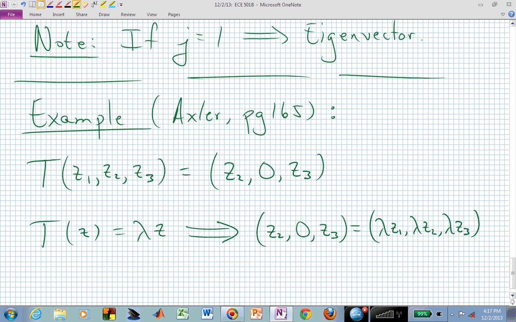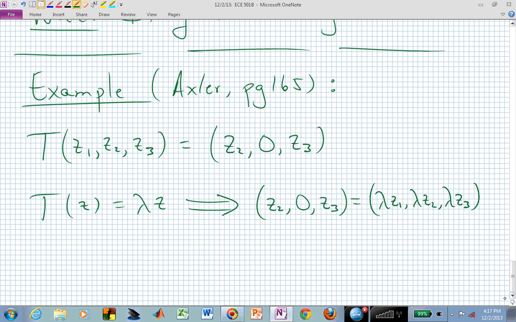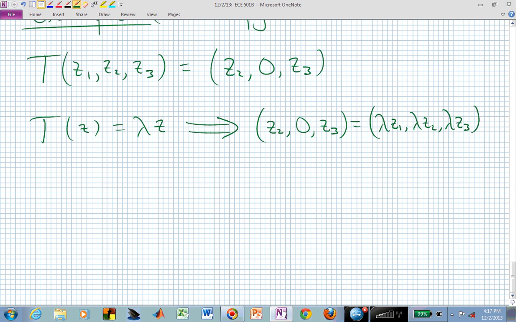And that now gives us three equations that are potentially coupled, but that define these eigenvalues lambda. We have three eigenvalues associated with this three-dimensional operator, or this operator that's working on a three space. From the first coordinate, we can see that z2 should equal λz1. From the second coordinate, we see 0 is equal to λz2. And from the third coordinate, we see that z3 is equal to λz3.